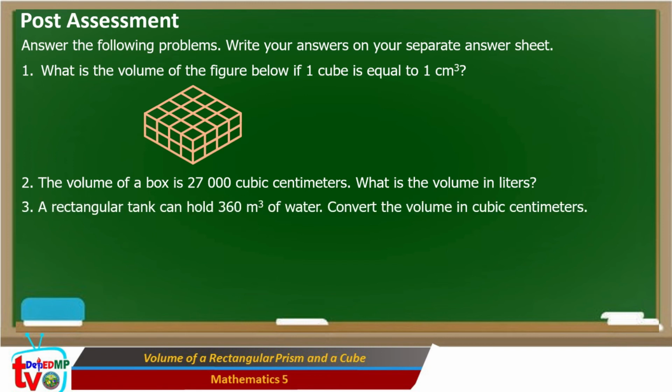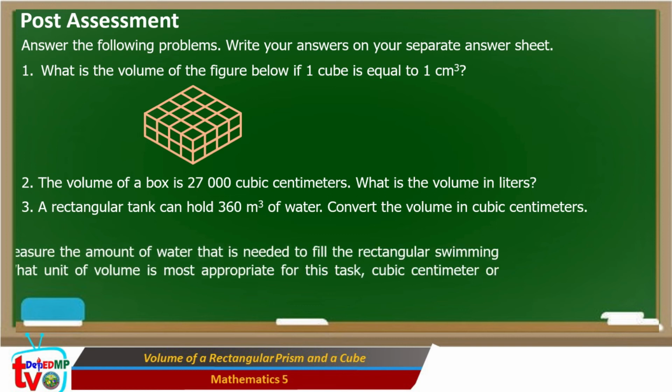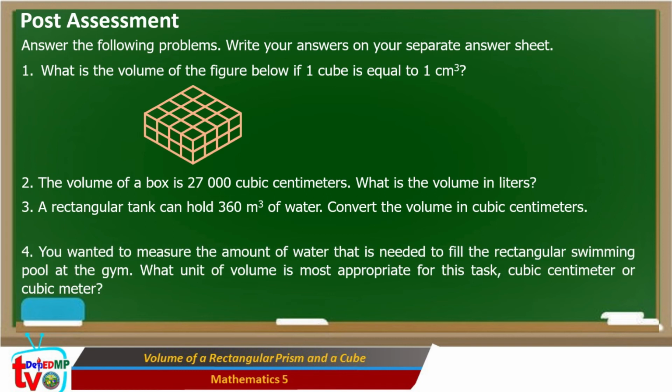3. A rectangular tank can hold 360 cubic meters of water. Convert the volume in cubic centimeters. 4. You wanted to measure the amount of water that is needed to fill the rectangular swimming pool at the gym. What unit of volume is most appropriate for this task? Cubic centimeter or cubic meter?